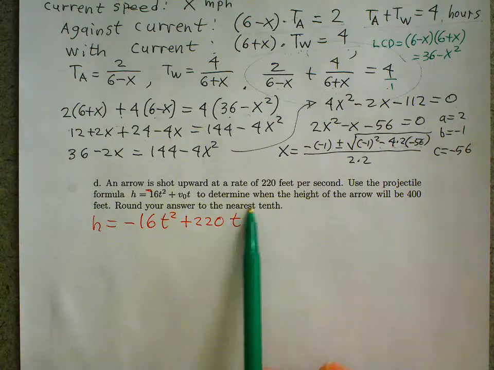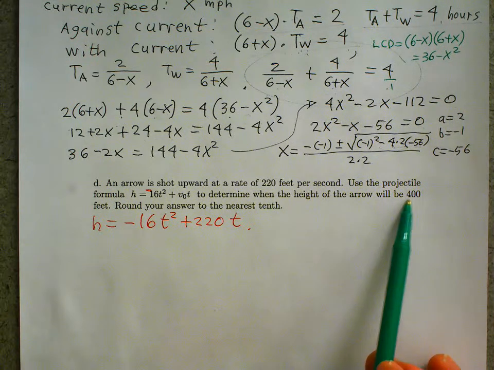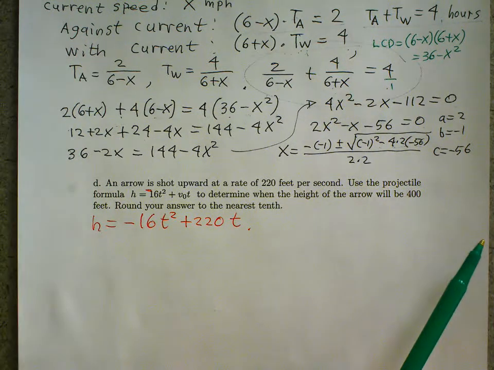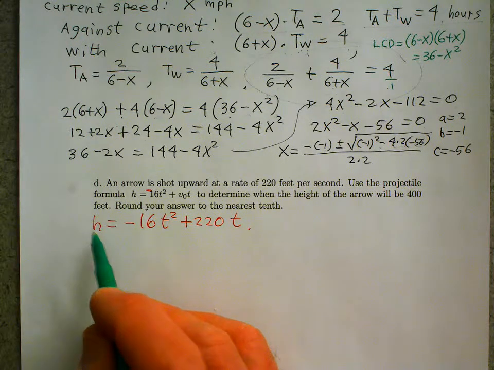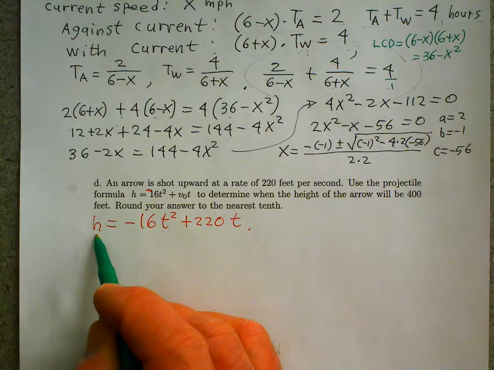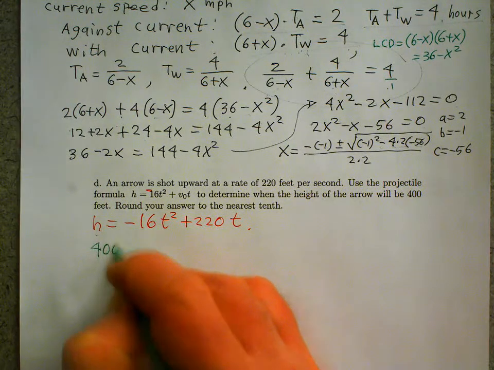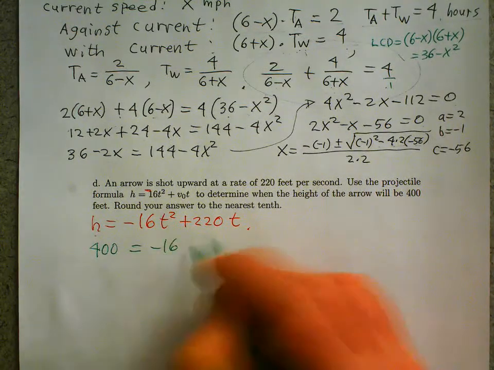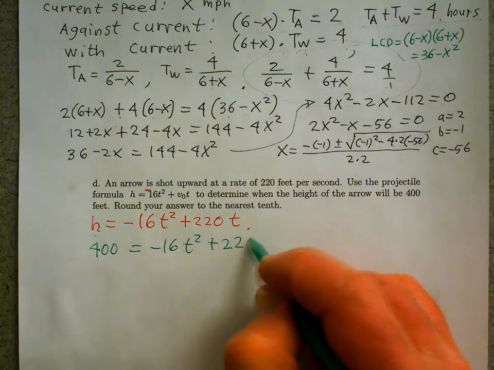And then it says, determine when the height of the arrow will be 400 feet. So what we do, since h represents the height, we just replace h with 400 and then solve the quadratic equation for t.